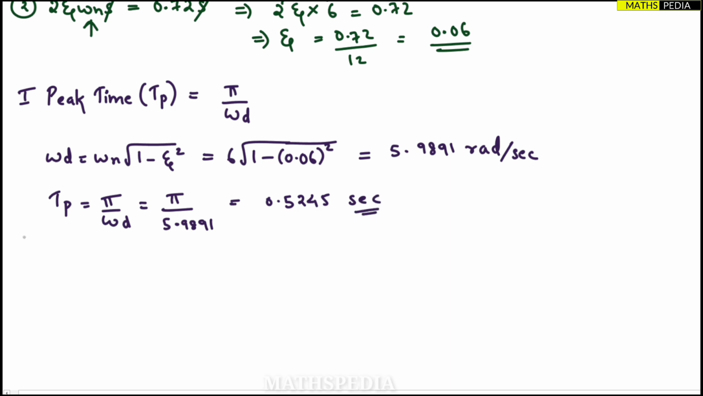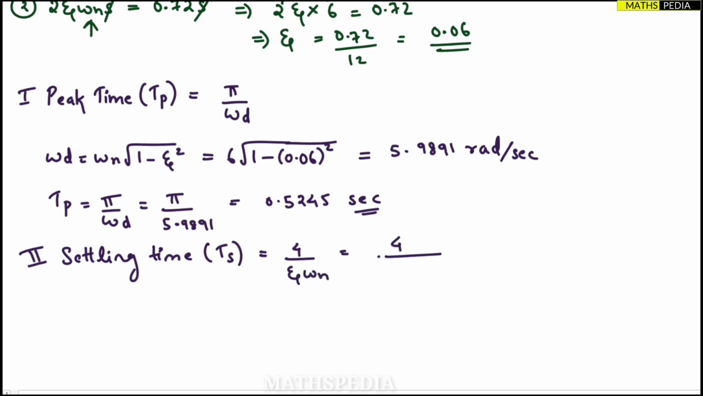Okay, unit is very important. So TP is done. Let us go for settling time also. They have asked settling time. Settling time formula, notation is TS, and the formula is given by 4 by zeta omega n. Now 4 we already know, it is 4 only. And zeta value is 0.06 into omega n value is 6. So after simplifying, you will get it as 11.11 seconds. That is also done.